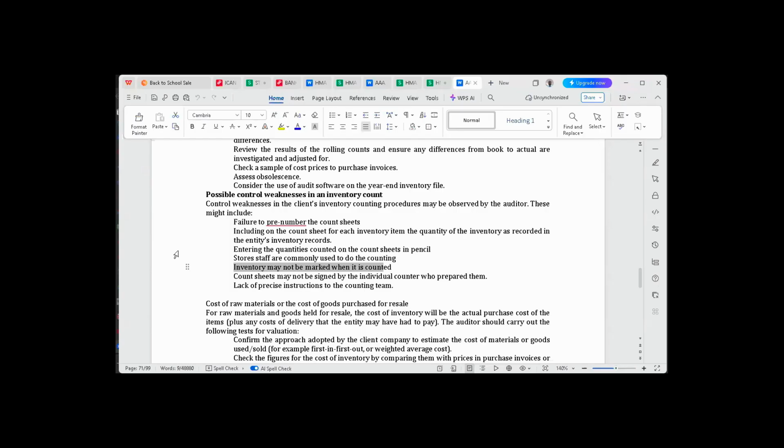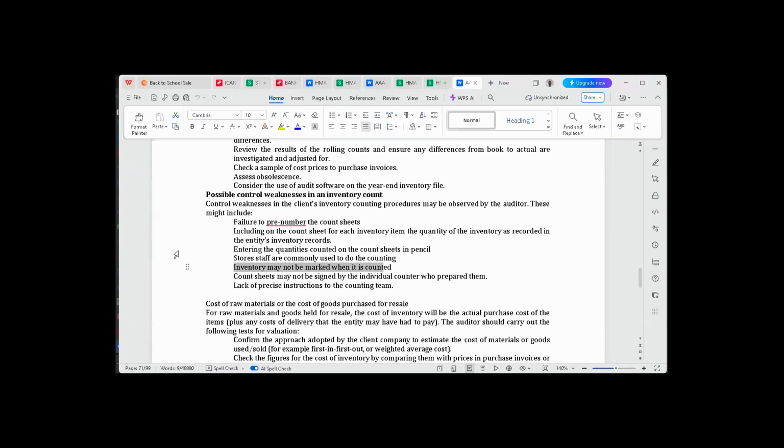When you are done with the count, first of all, you have to segment them into raw materials. You have to count them separately, according to the components of the raw materials, right? Then you now use the bill of materials to value the materials that have been purchased, okay.